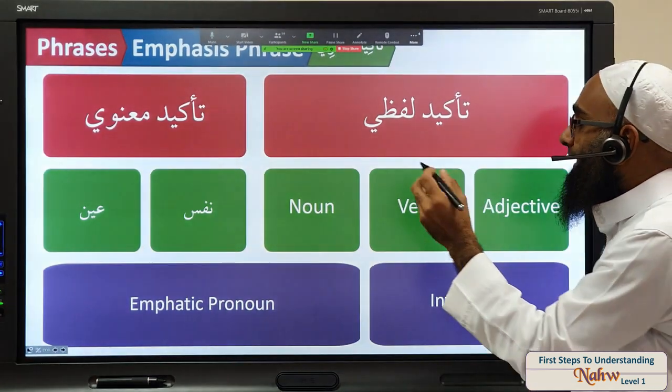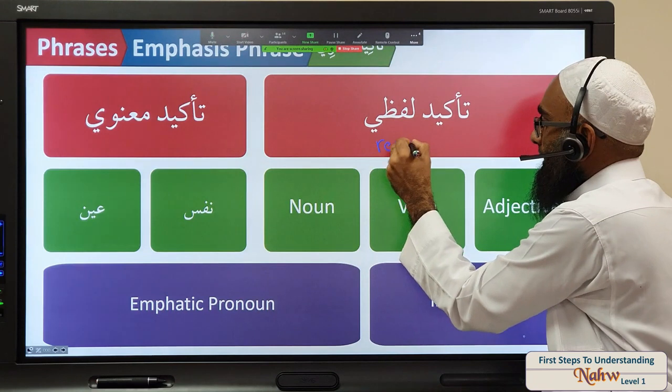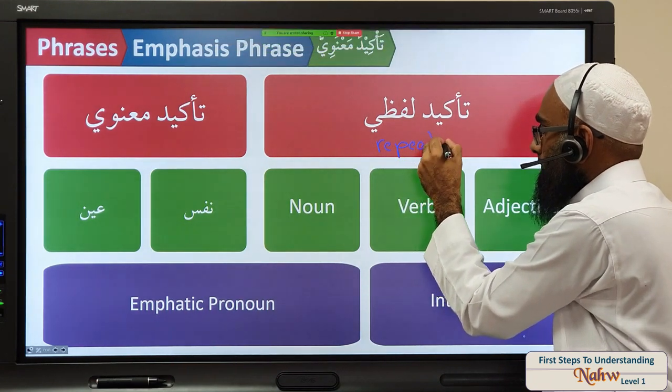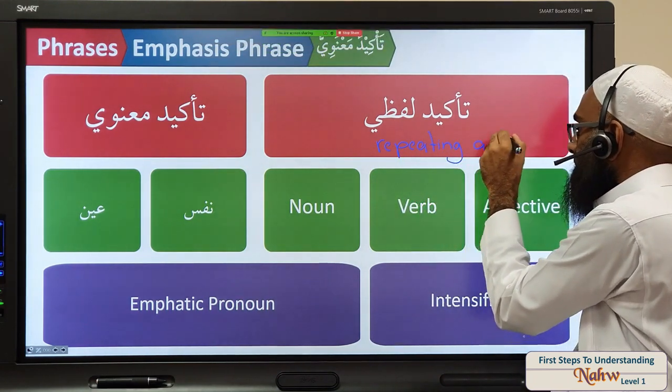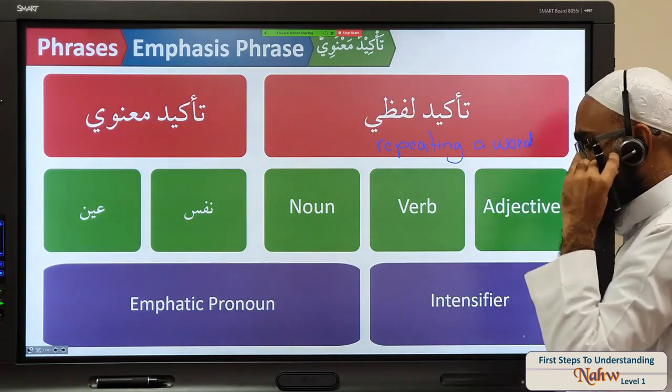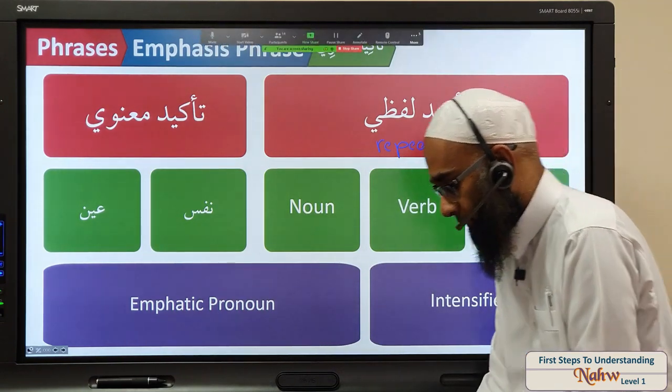Now here, I want to summarize ta'keed lafzi and ta'keed ma'nawi. Right. So what does ta'keed lafzi mean? You repeat the word. Ta'keed lafzi is basically repeating a word. Yes? Ta'keed lafzi is when you repeat a word.